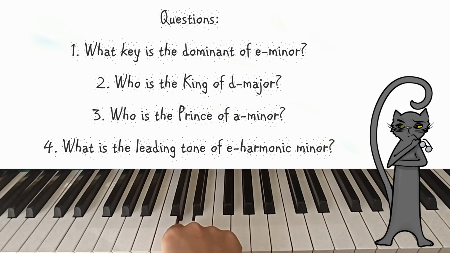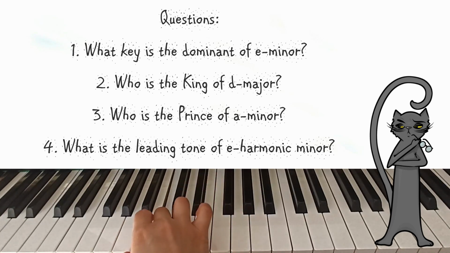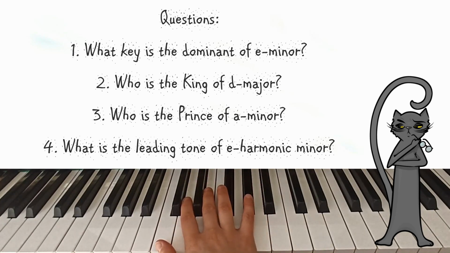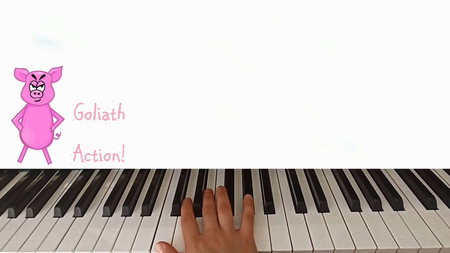Who is the prince of A minor? What was the prince? It was the subdominant. 1, 2, 3, or the fourth degree. It's the D key. And again, you can create your own questions. Now, let's move on to the second page.